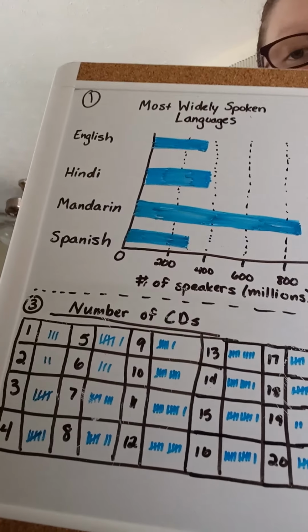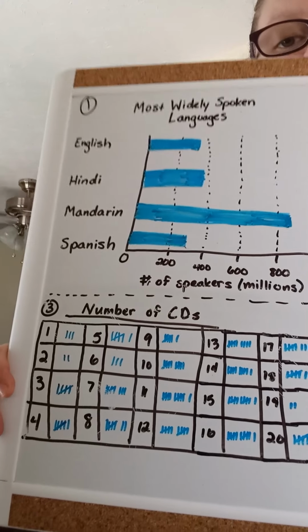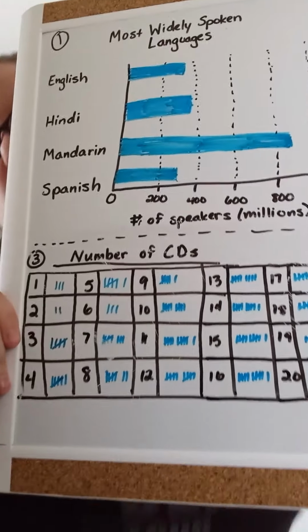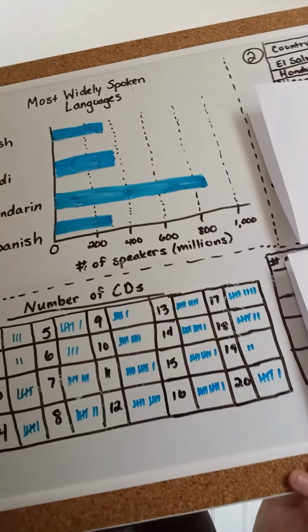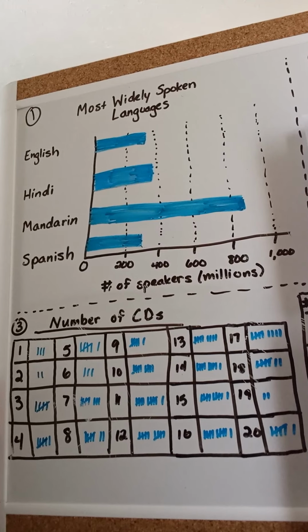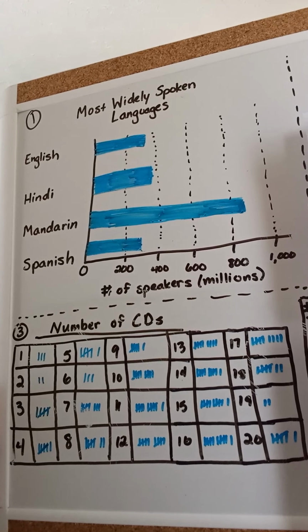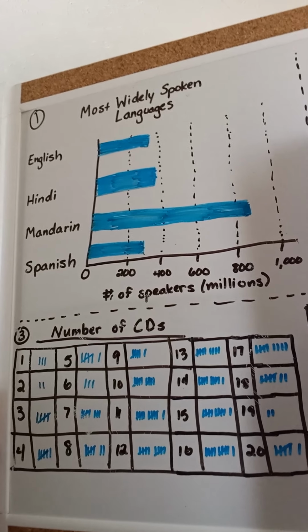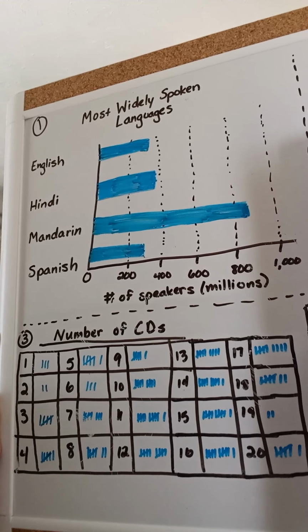Okay, number 3. This is just another table. It's not called anything special. So this is a bigger table than the one you just saw on number 2. This one is showing the number of CDs that students own, okay?